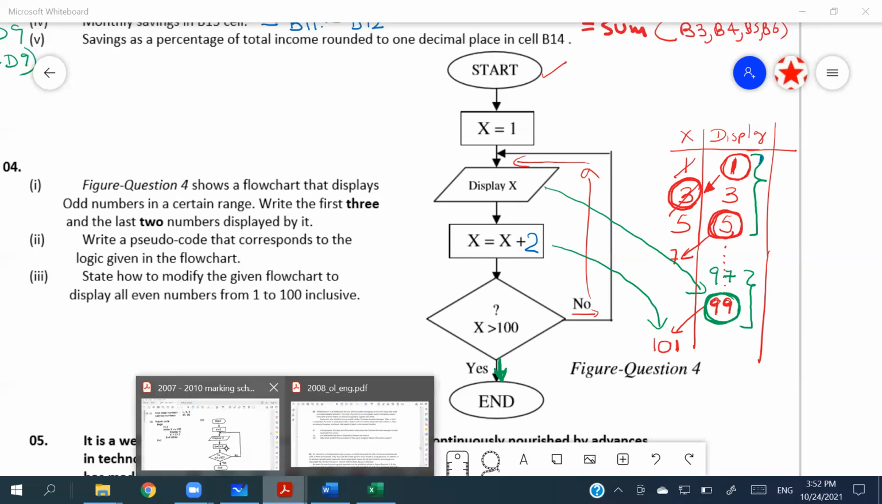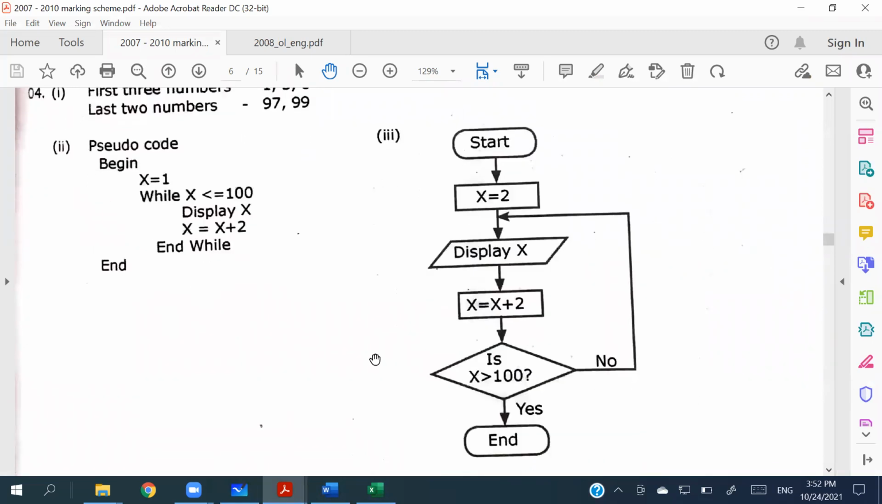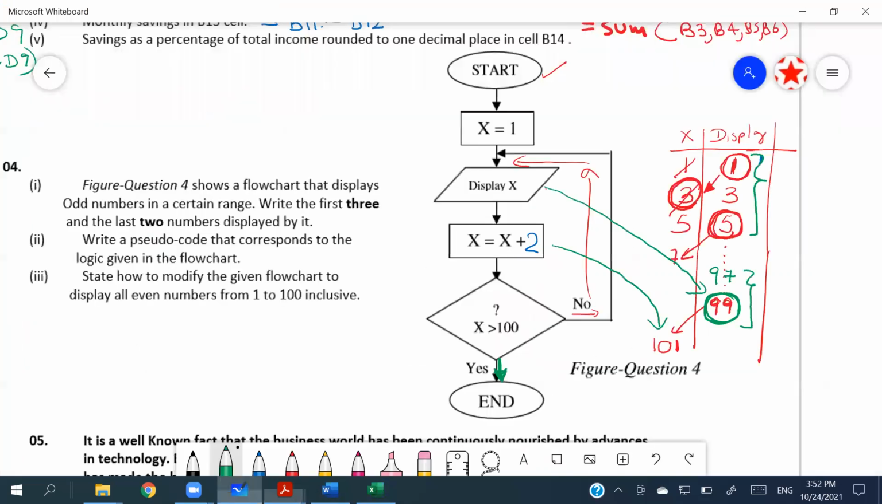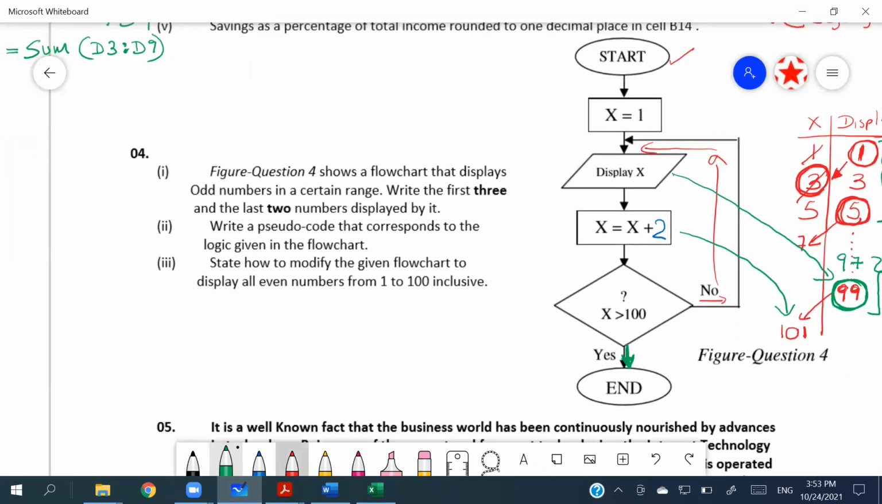So let's check the iteration as well. Yeah, the marking scheme gives you the same thing. And they're asking for the pseudocode for the same flowchart, right? So it is easy to write. You really don't need to maintain these indentations, but it's better, it will be a very good practice, right? So how are we going to write this pseudocode? It's easy. You can use start or begin. Usually we put begin with the pseudocode, right? So x will be assigned as 1.